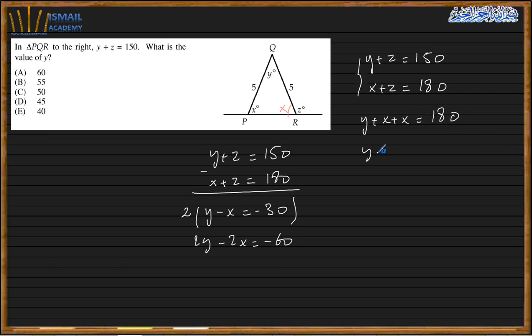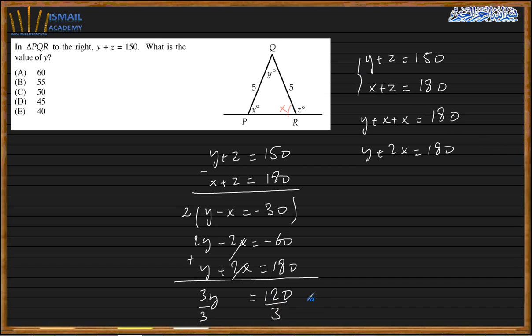Here we know that y plus 2x is 180. Then what I do, I add. So this is 3y, and this cancels out, equal to 120. Divide by 3. So I got y equals 40, and E is my answer. I hope it's clear. Next question.